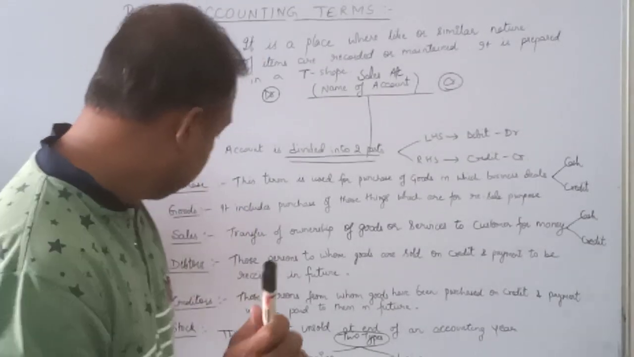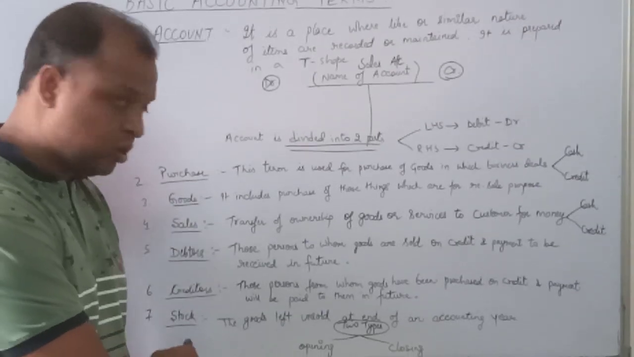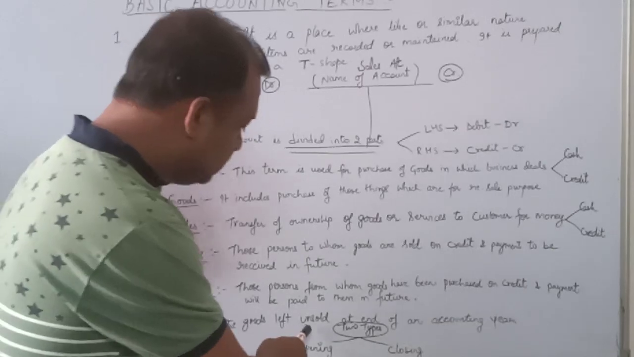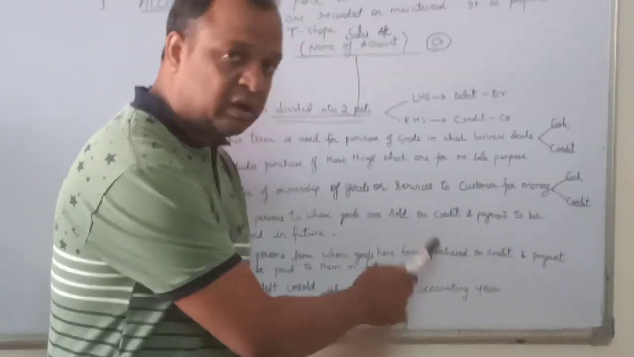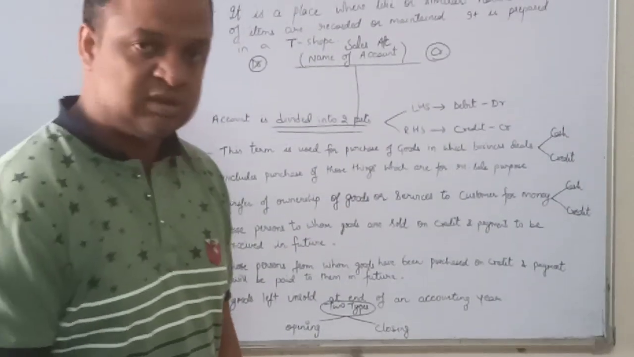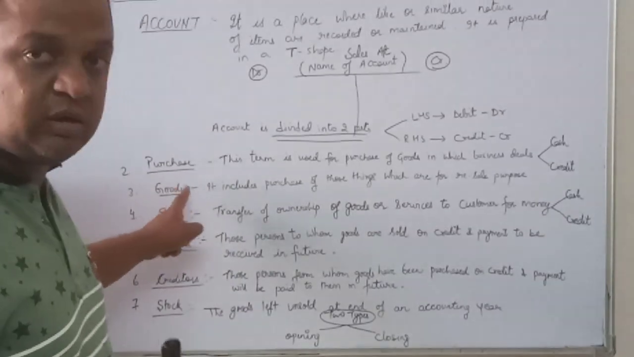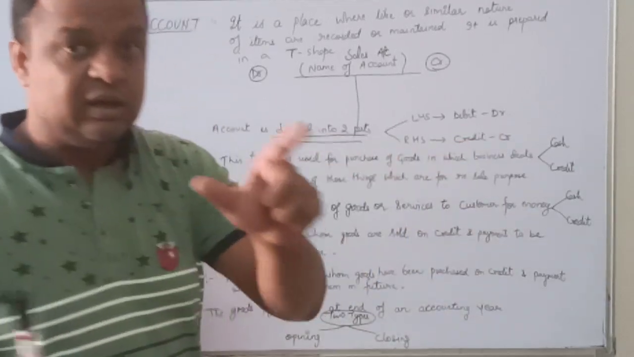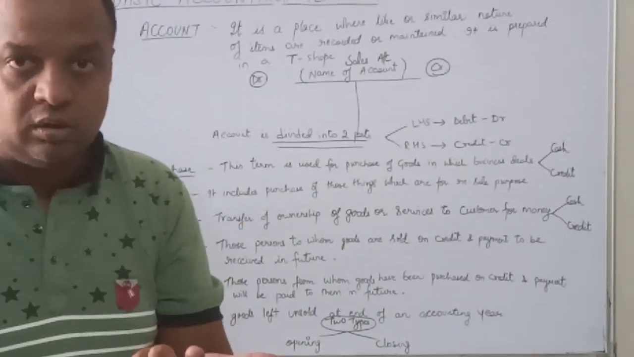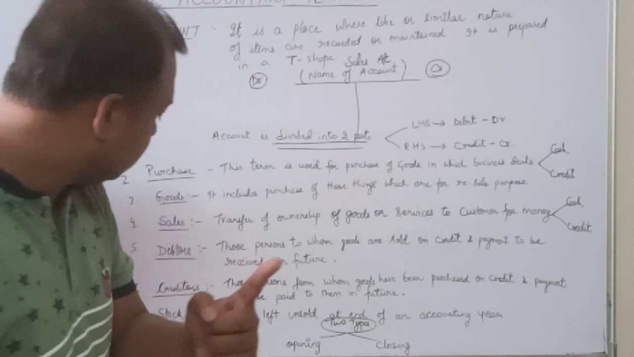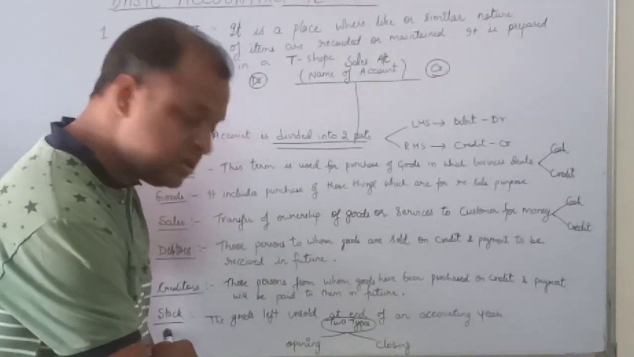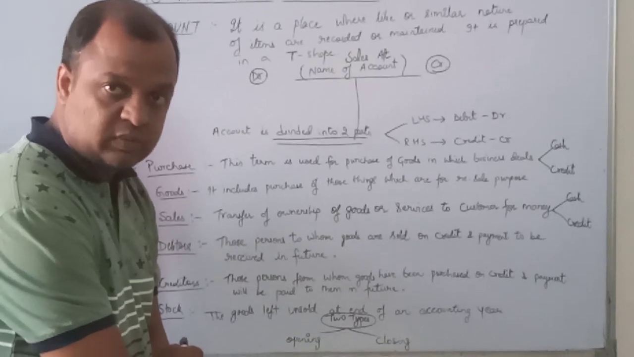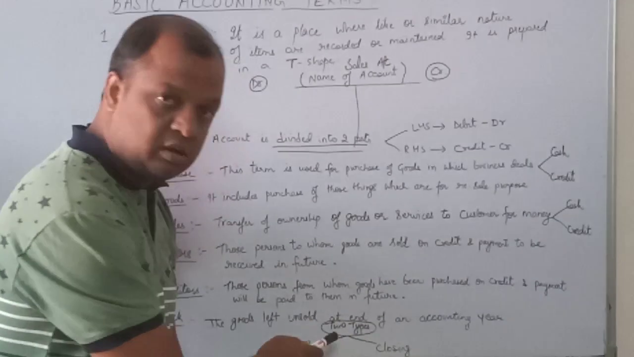Okay. The next term is stock. The goods left unsold at the end of an accounting year. Is the term goods clear to everyone? Anything meant for resale purpose. Until and unless those goods are sold in one accounting year, what is left is termed as stock. Left unsold.